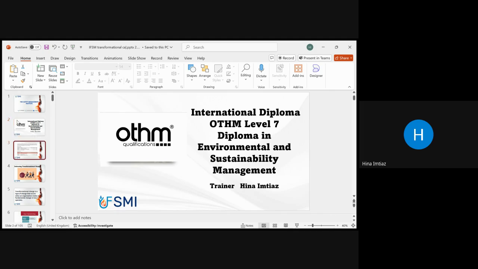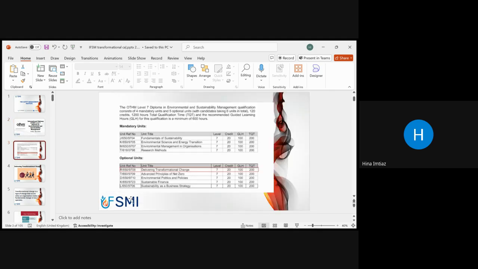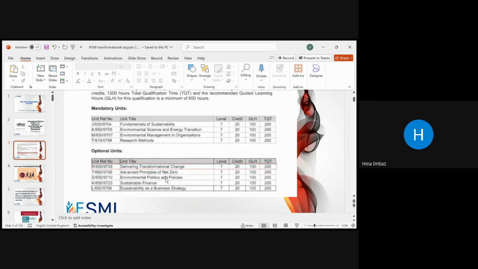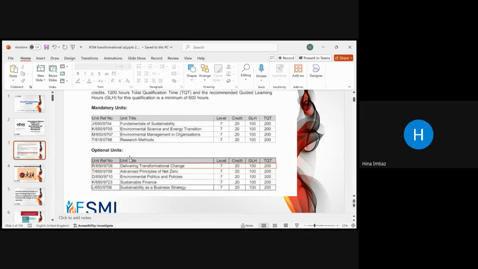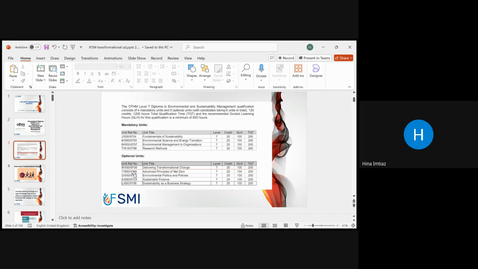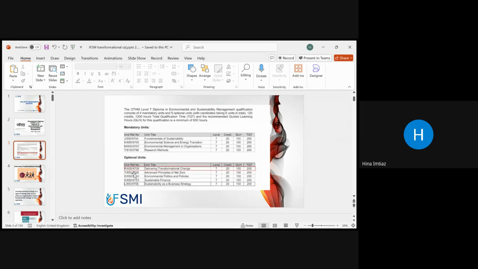About today's session, we will cover this optional unit entitled Delivering Transformational Change, and it has 20 credit hours. It's optional, so you can pick two from all the optional units. So this is one of your optional units, entitled Delivering Transformational Change.